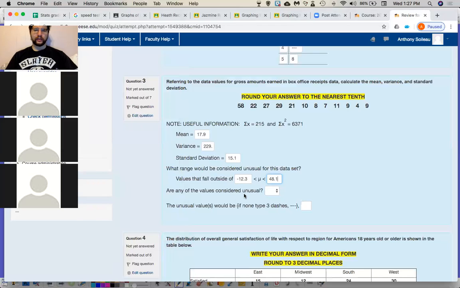Are any of the values considered unusual? Well, let's look. Are there any values that are negative? Nah. Are there any values bigger than 48? Yep. The unusual values would be, and there is one, so 58. If there weren't any, which is possible, you might not have any, you just put 3 dashes. Any questions so far?